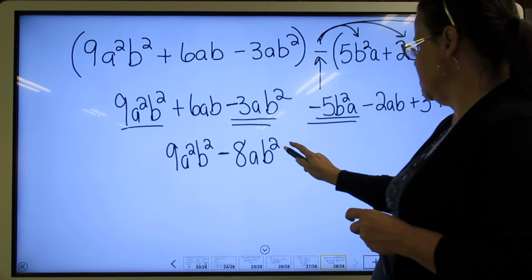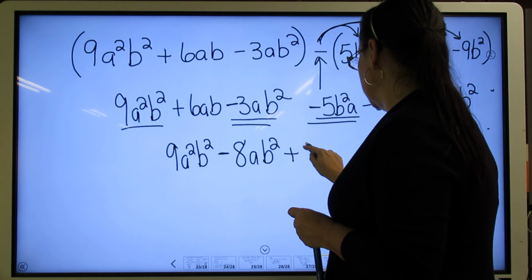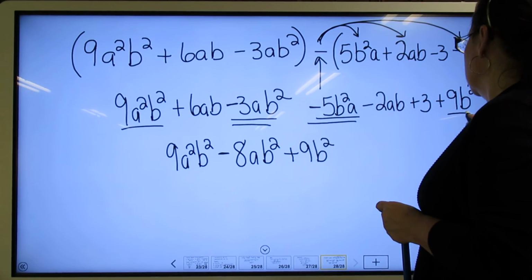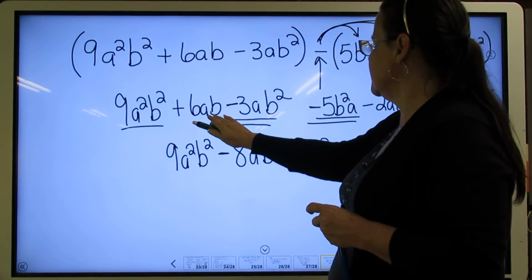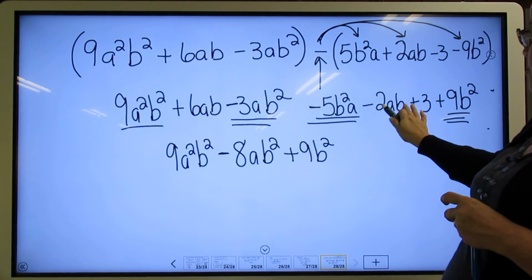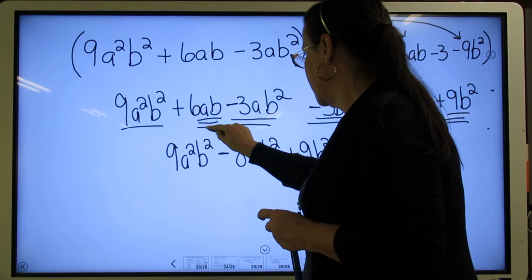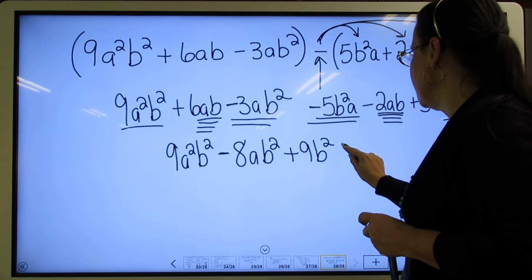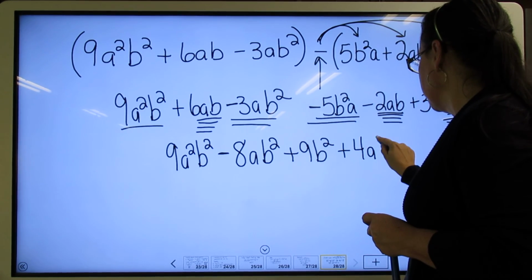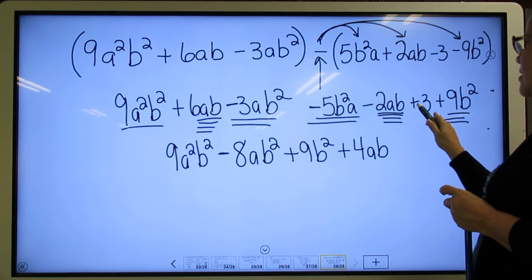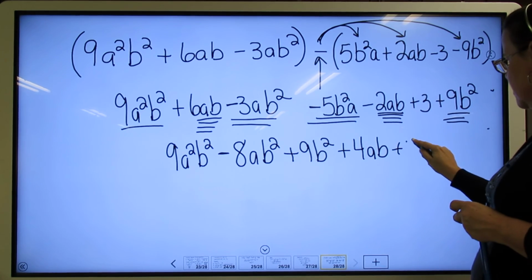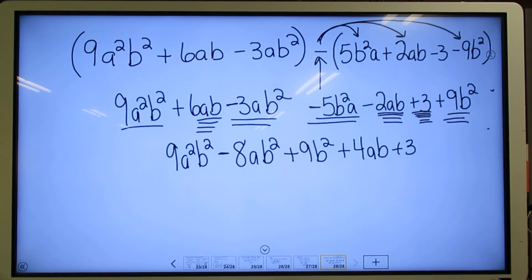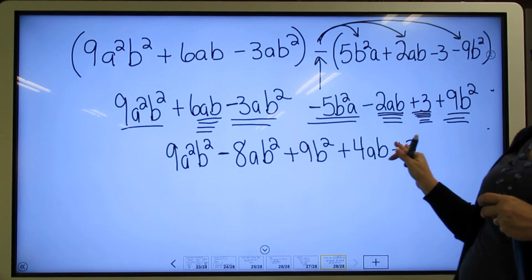Boom. I have a 9b squared. I have no other b squares. I'm going to put him in here. I have a 6ab and a minus 2ab. And that's going to be a 4ab. And then I just have a lonesome little 3, and I add him to the end, and I can put little 5 lines down there if I know that's the last thing. And that would be the final answer.